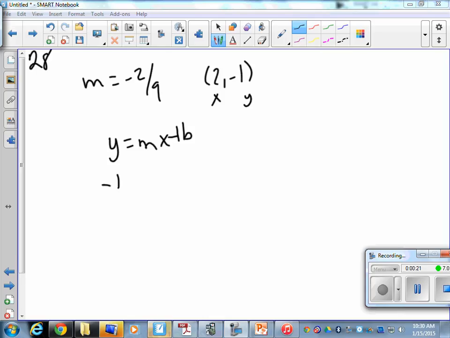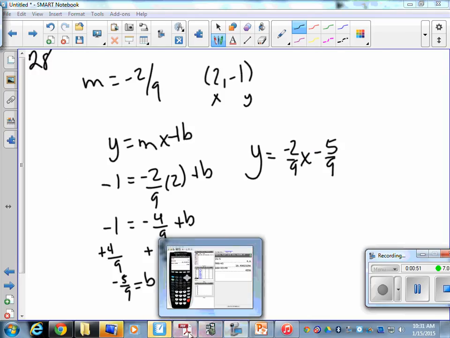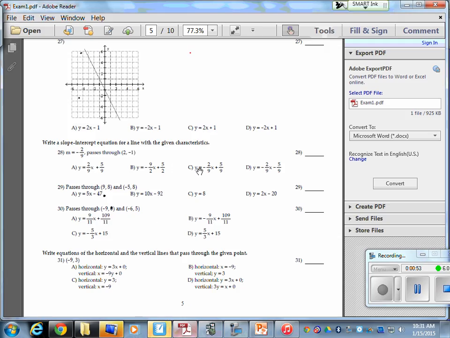So I would put -1 equals -2/9 times 2 plus b. So that's -1 equals -4/9 plus b. Add 4/9 to both sides. When you add 4/9 to -1, you get -5/9 equals b. So the equation of the line would be y equals -2/9 x minus 5/9. So over here on number 28, my answer would be -2/9 x minus 5/9. D would be my answer.